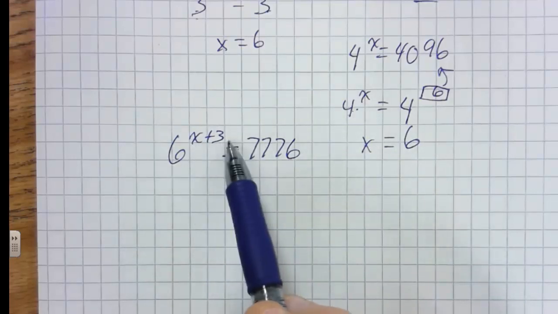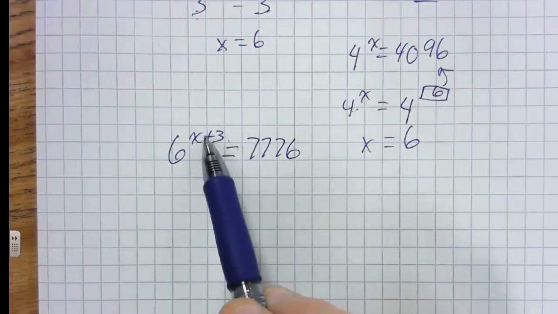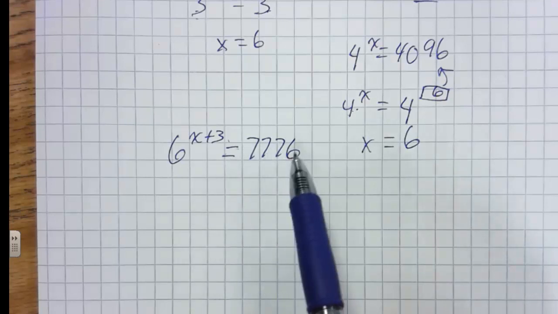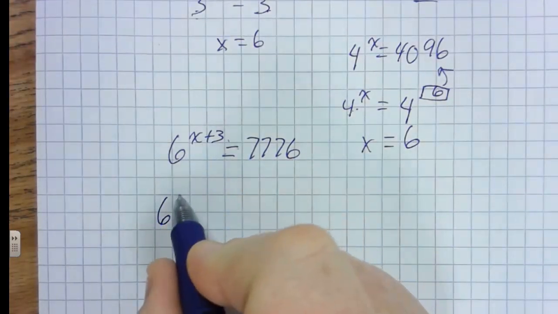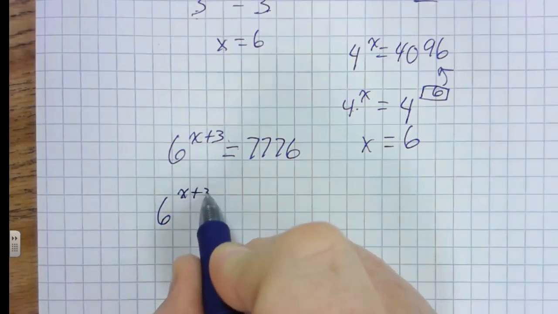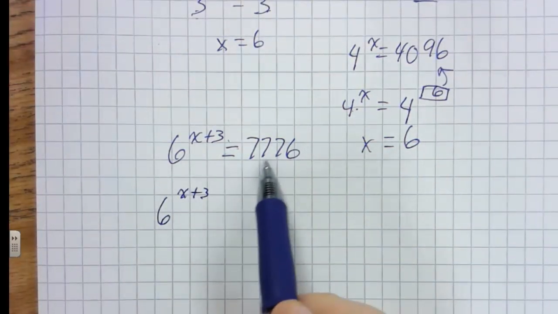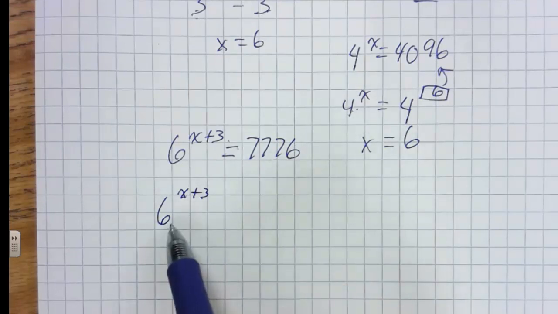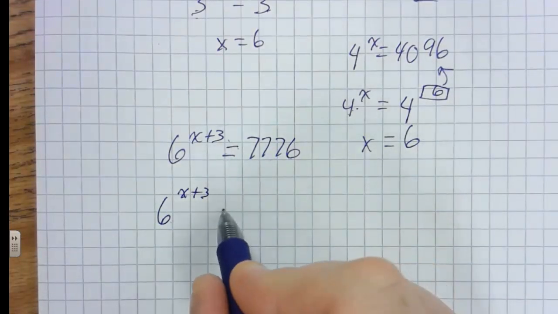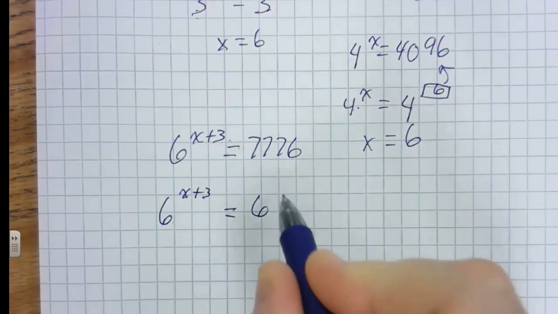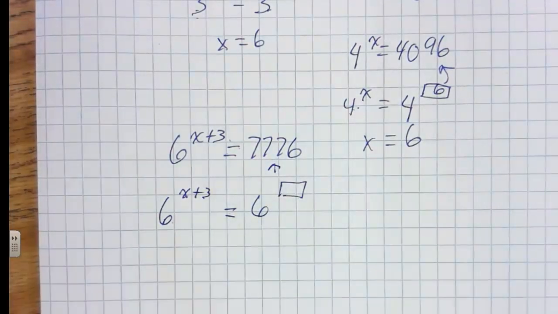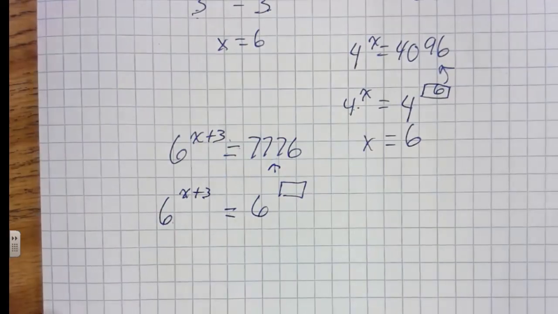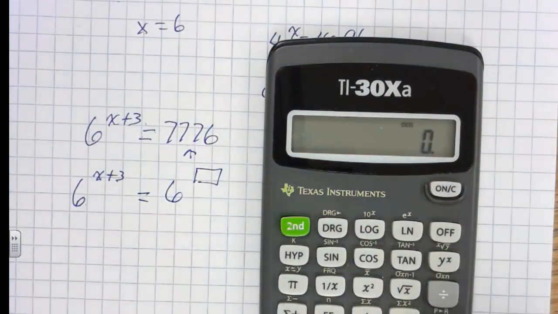6 to the x plus 3, so now I have two terms up here, is equal to 7,776. So the first thing you're still going to do is bring down the left-hand side, 6 to the x plus 3. And I'm going to try to figure out if I can rewrite this with a base 6 number. So I'm going to put equals 6 to what power is going to give me 7,776. And you can go back to the calculator again and try it out.